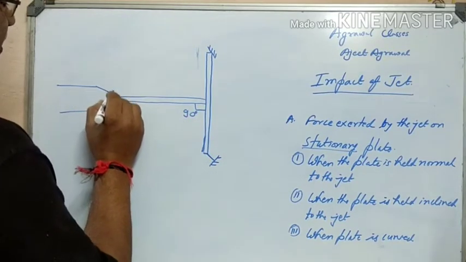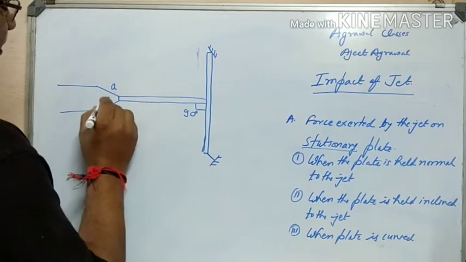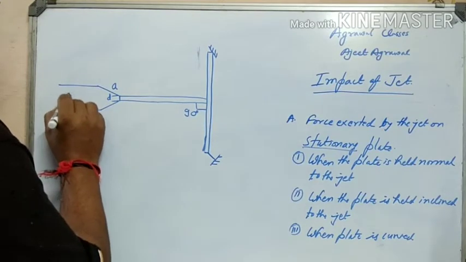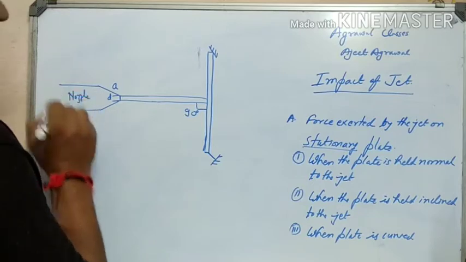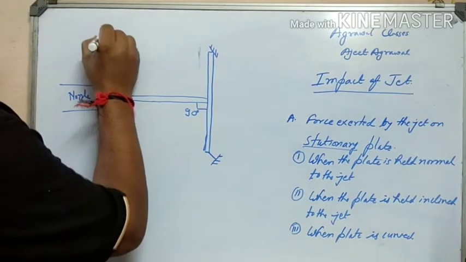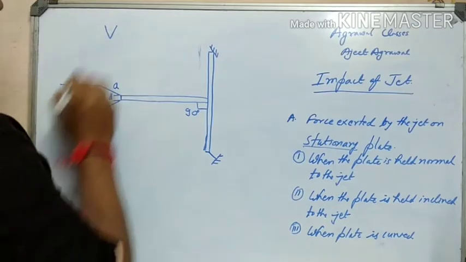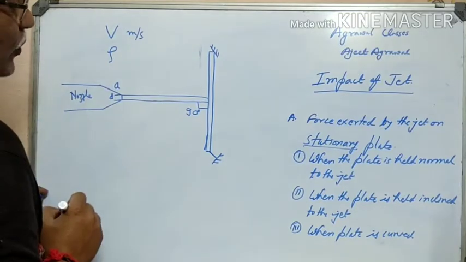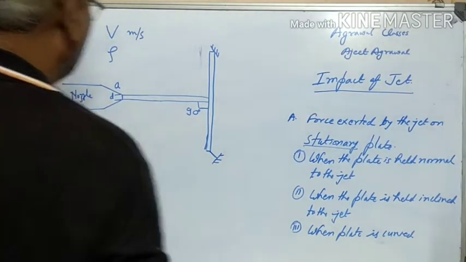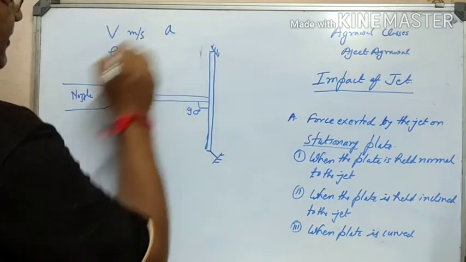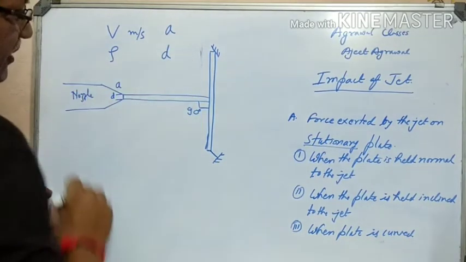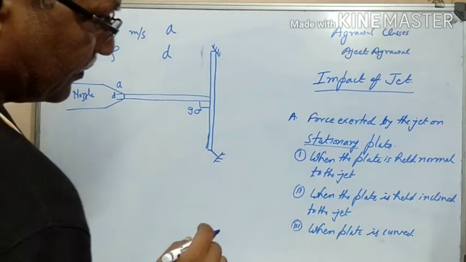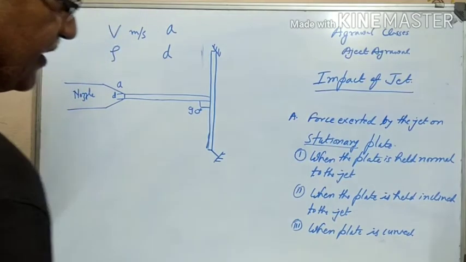Say the area of the nozzle is A, and the diameter is D at the exit of the nozzle, and say the velocity of the jet is V meters per second. The fluid has a density of rho, and as we had already discussed, the area of the jet is A, or the diameter of the nozzle is D. So we will try to find out the force exerted by the jet.